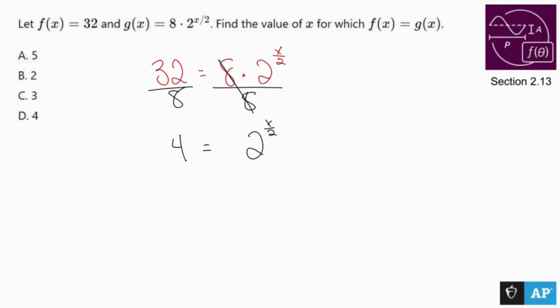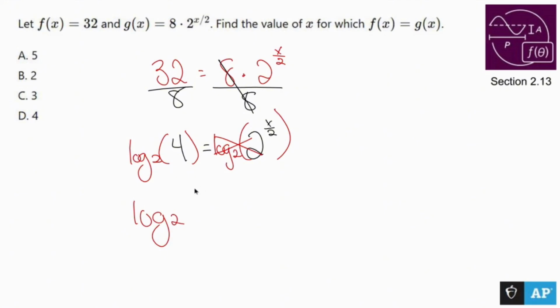Now the base 2 is in the way. How do I get rid of the base 2? Log base 2 of both sides, like so. That allows us to cross it out. Now log base 2 of 4, I don't know what that is. But you know what I could do? Write out 4 as 2 to the second power.